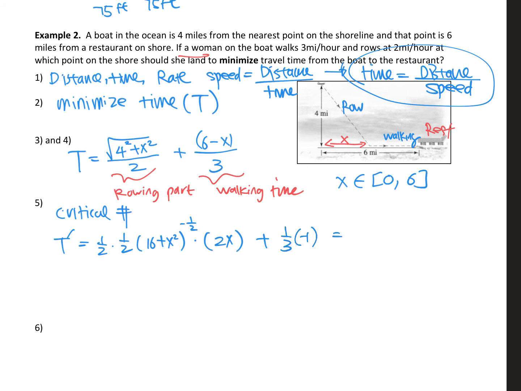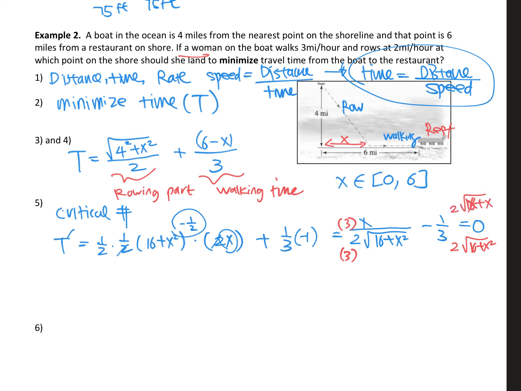Which is here, let me go back. This 2 cancels out that, so I have x on the top, and then I have, this is negative power, so that's 2 radical 16 plus x squared, minus 1/3. I want to set that equal to 0. To solve that, I need a common denominator between these two. So on the first term, I'm going to multiply by 3, top and bottom. And the second term, I'm going to multiply by 2 radical 16 plus x squared, top and bottom.